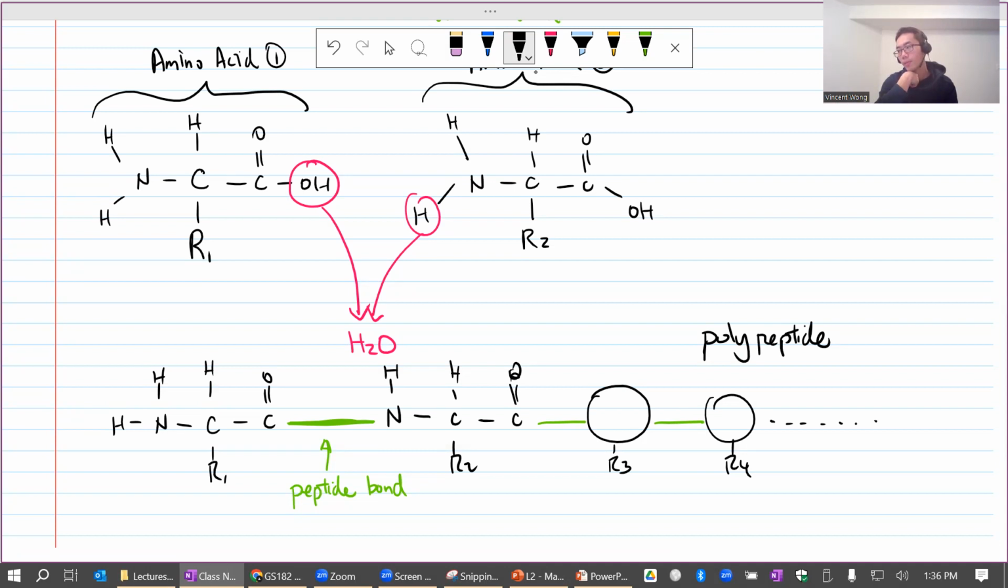Anybody have any questions? Okay, go ahead. Sorry, so each protein molecule can have different numbers and different kinds of amino acids, right? Exactly. Some might have 20 amino acids, others might have hundreds of amino acids. And the kind of amino acid is going to be different as well. Good question.